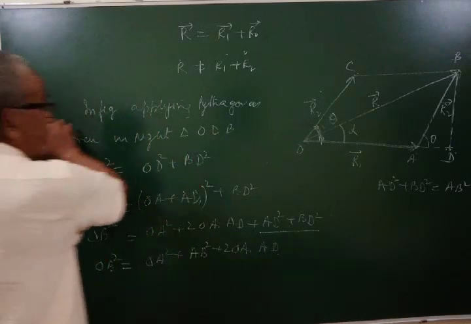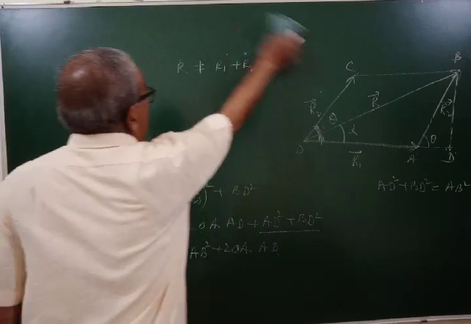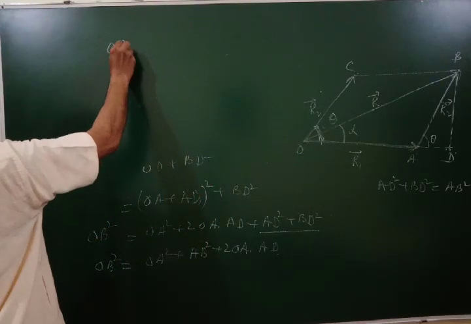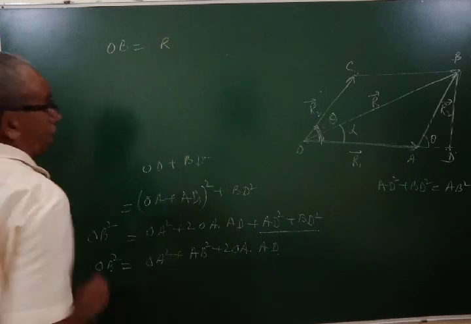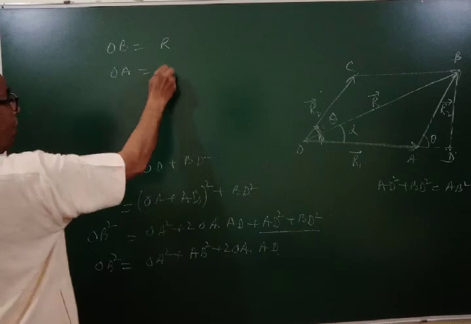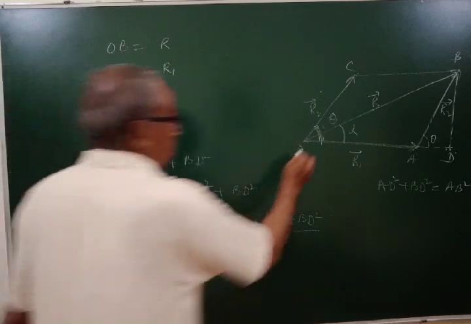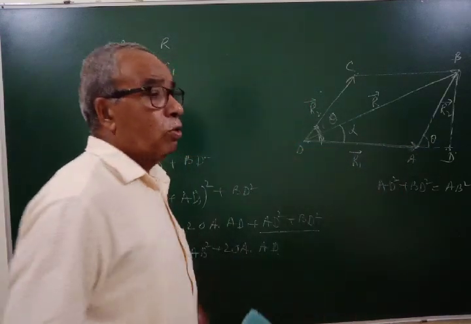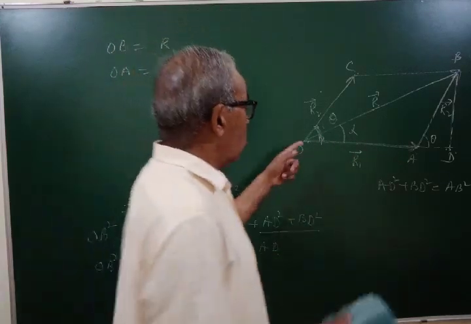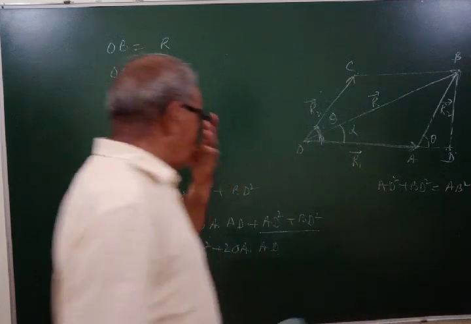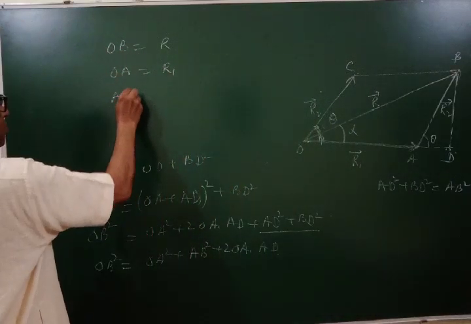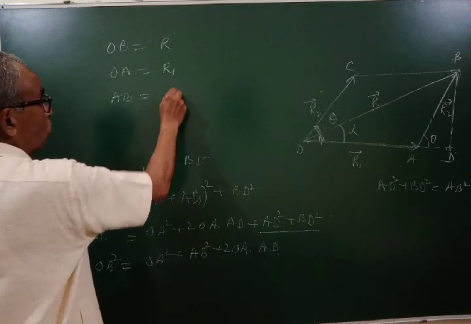Now the important thing comes here. OB represents the magnitude of vector R. OA represents the magnitude of vector R1. I told you the length of a line represents magnitude, and the arrow gives direction. So the length of OA represents magnitude R1. Then AB represents the magnitude of vector R2.